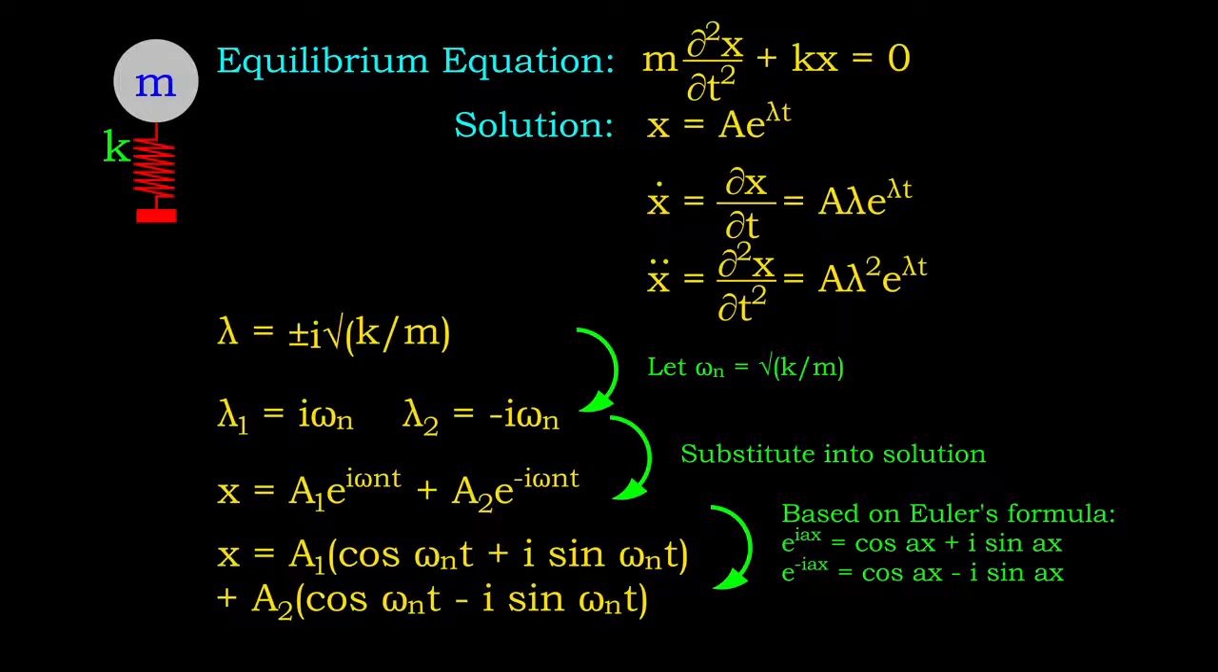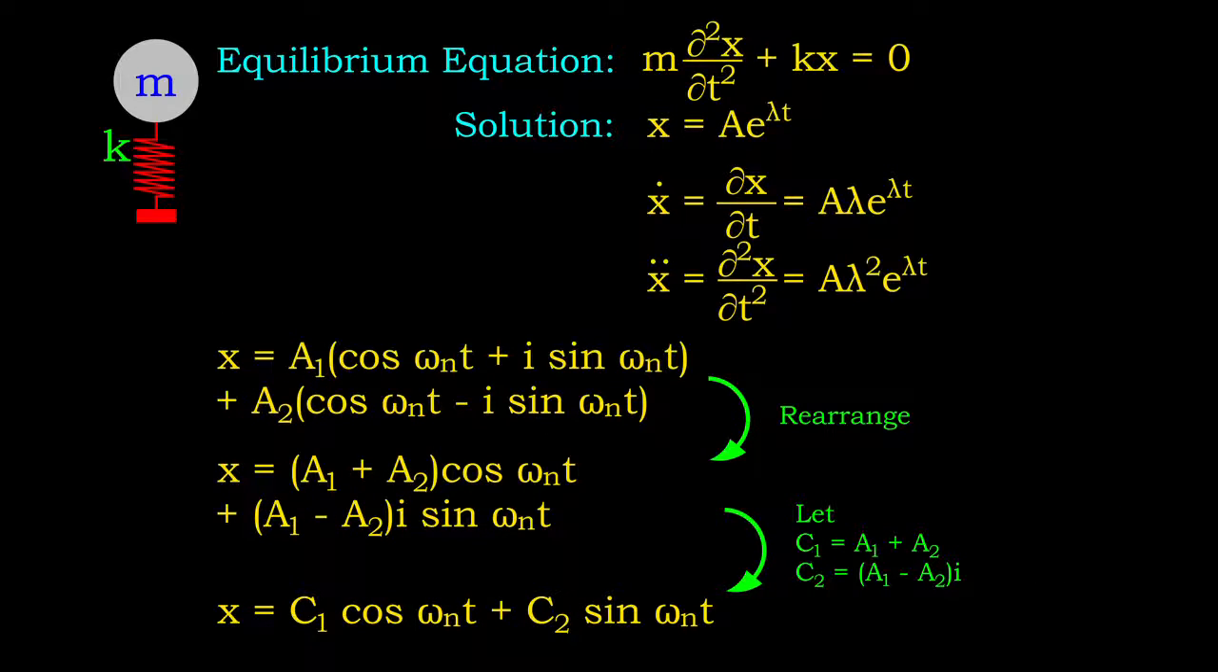There are now two possible answers for lambda, and when we include both in our trial solution of x, we change its form. From here, based on Euler's formula, the solution is shifting its form again, where trigonometric functions are now introduced. By rearranging and simplifying the equation, we are now establishing two constants.